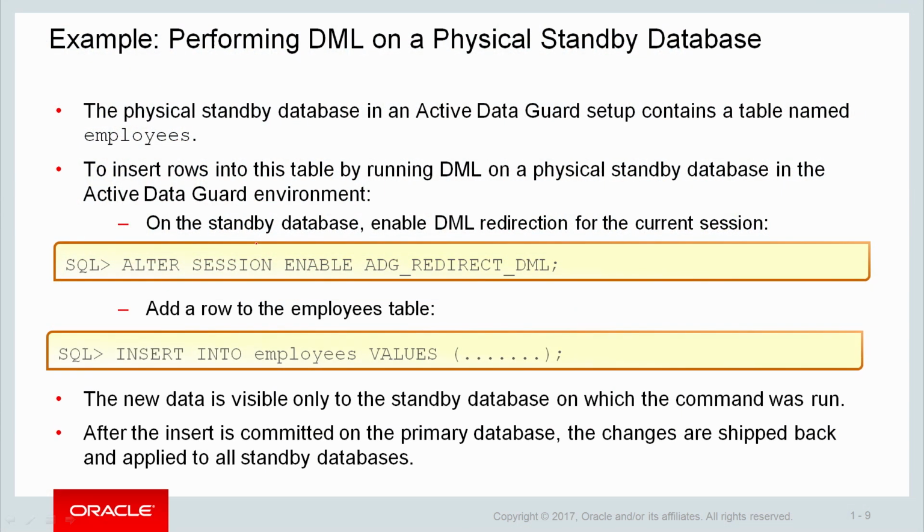So here we have an example. You've got a physical standby database and an Active Data Guard set up, and it contains a table called employees. To insert rows into this table by running DML on the physical standby database, in your session we have alter session enable ADG_REDIRECT_DML. We then insert a row into the employees table, and the new data will be visible only to the standby database on which the command was run until it's been committed. Once the insert is committed on the primary database, the changes are shipped back and applied to all the standby databases.